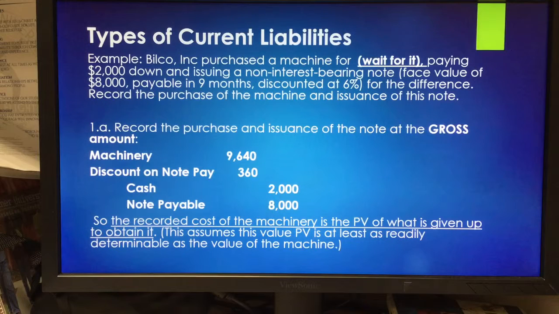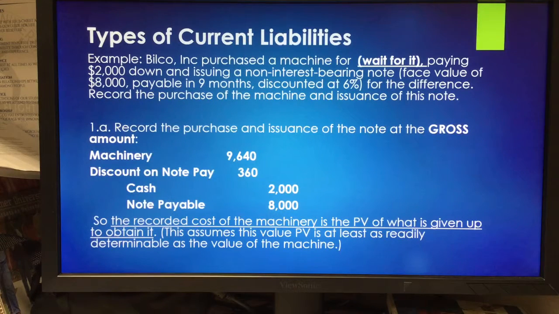Well, here's the entry we would make under the gross method. Under the gross method, we're going to record the face amount of the note payable in the note payable account, and we're going to set up a discount on note payable account for the difference. So notice here we've got a credit to note payable of $8,000, a debit to discounts on notes payable for $360, credit to cash for the $2,000 that we're paying, and that debit to machinery or equipment, however you might want to do that, $9,640 is a plug figure. It's the result of these other items here, which is kind of interesting.